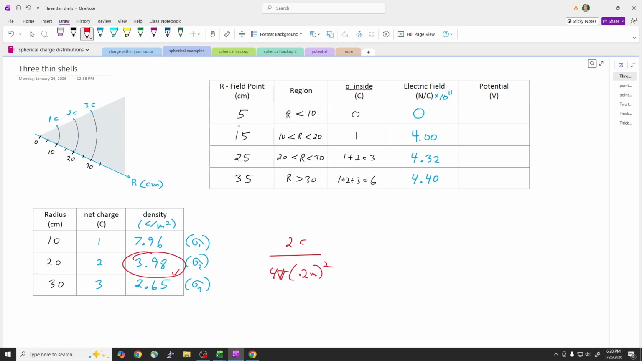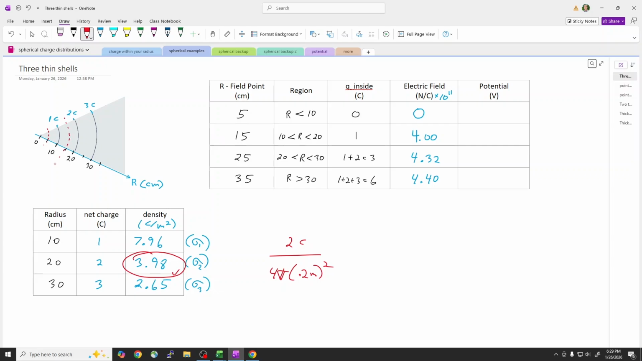Now, for this table here, I'm looking at field points that put us in different regions. At 5 centimeters, we're less than 10. There's no net charge within our radius. There's nothing at the origin, right? The 1 coulomb is the first radius where there is a charge. So with no charge within our radius, we have no electric field.